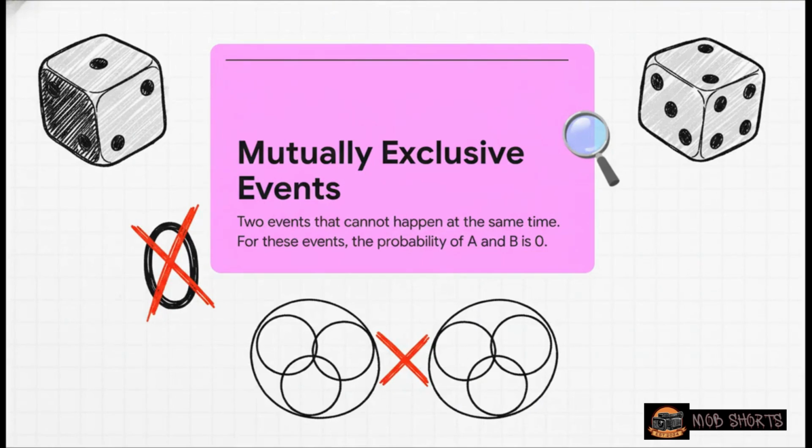Now, what about a situation where 2 events just can't possibly happen at the same time? For example, you can't roll both a 1 and a 2 on a single roll of 1 die. It's impossible. These are called mutually exclusive events, and for them, the probability of A and B is 0, which makes our OR rule a lot simpler. We just add them up, and we don't have to subtract anything at the end.